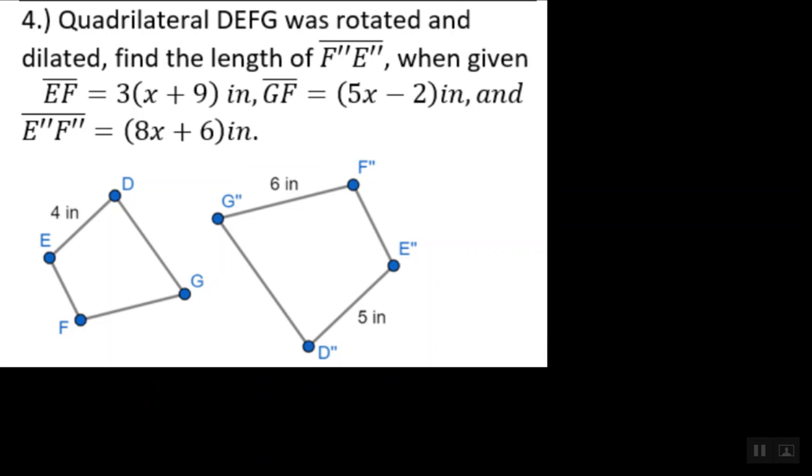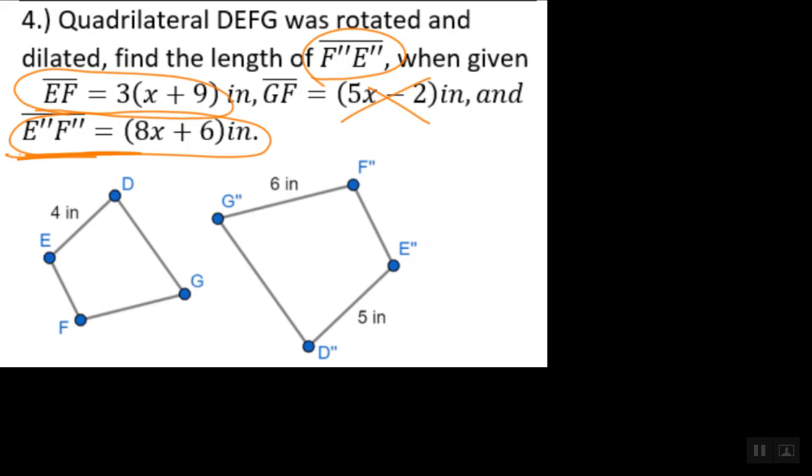Okay, here we have problem number 4, and we have quadrilateral DEFG that was rotated and dilated. Now we want to find the length of F double prime E double prime, and we're given several pieces of information. The first thing I want y'all to notice is that if we are searching for E double prime F double prime, we're going to have to also use EF, and we're not going to really care about GF. That's some trap information. It's meant to be there to really trip y'all up.